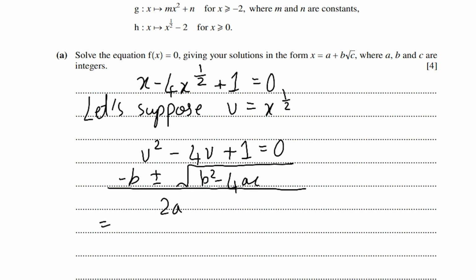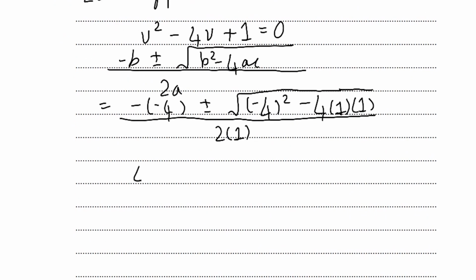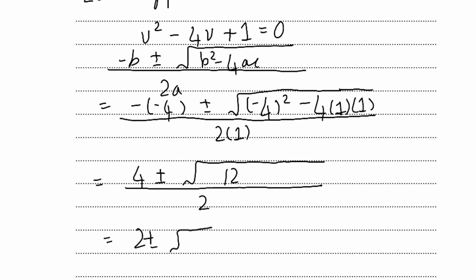Okay, so b in this case is minus 4, so we have minus (−4) ± √((−4)² − 4 × 1 × 1), divided by 2a, where a is 1. Okay, so now we just need to simplify it. Minus (−4) is actually 4, plus minus the root of 4 squared, which is 16, minus 4, which is 12, divided by 2. Now we can simplify it using a calculator. 4 ± √12, divided by 2, is equal to 2 ± √3.